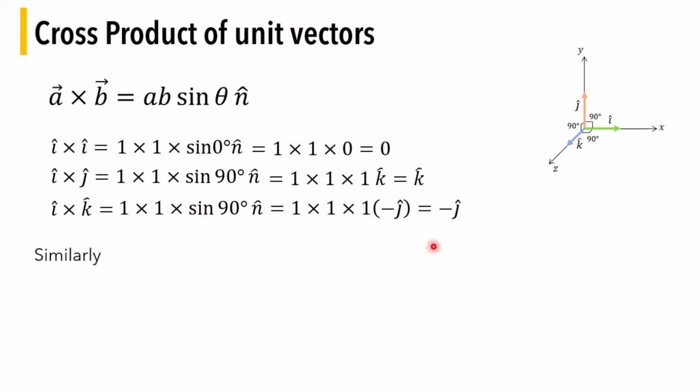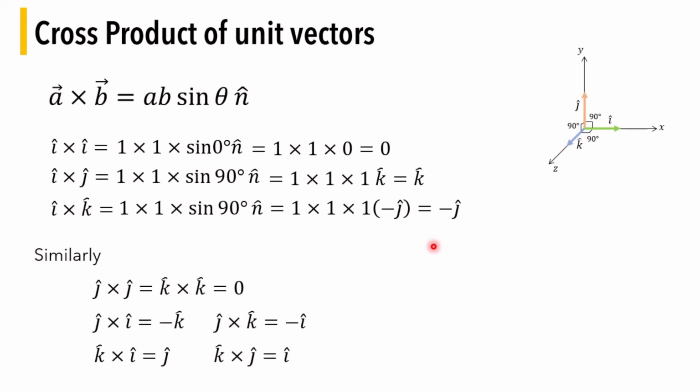Similarly, we can also prove that j cross j, the cross product between same vectors, and k cross k, also the cross product between same vectors, are equal to 0, because sine of 0 is 0 and both of them make an angle of 0 between each other. Like here, i cross i is equal to 0, that's why j cross j is 0, and k cross k is also equal to 0. But in order to find these, it is very simple. We use this counterclockwise wheel.